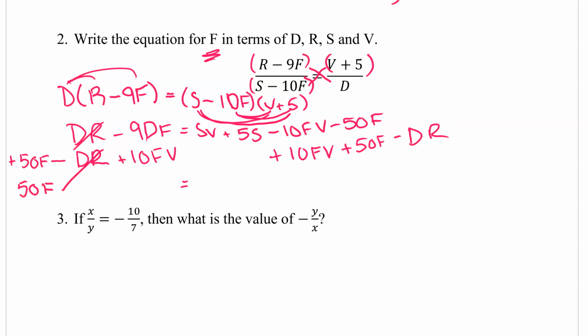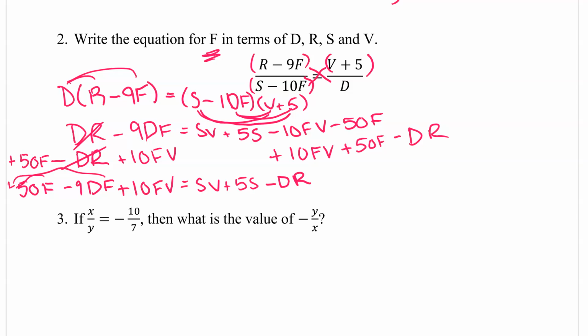50f minus 9df plus 10fv equals, and then we have sv plus 5s, and we've got that minus dr. All right, we're almost there. Notice all of our terms on the left have an f, so we're going to factor that out, or as Ethan says, undistribute it. So this f, we're going to take all of those out and pull them forward.